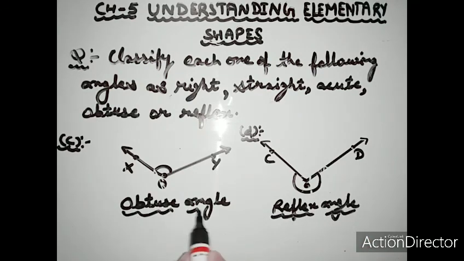Okay students, and dear students, by using this method you can easily find and easily classify angles as right, straight, acute, obtuse, or reflex. Okay, so here I also give these types of questions in your worksheet, so you solve these questions by yourself.